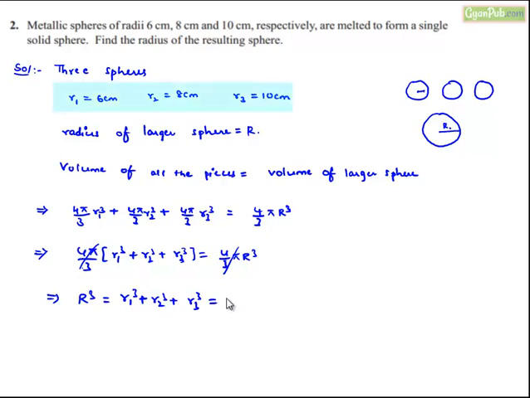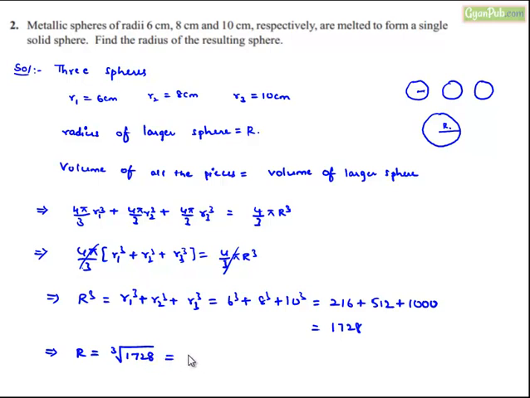That is equal to 6 cube plus 8 cube plus 10 cube. Then we get 6 cube is 216, 8 cube is 512 and 10 cube is 1000. That is 216 plus 512 is 728, and plus 1000 is 1728. Therefore, we get capital R is equal to the cube root of 1728, which can be written as 12 cube. Therefore, the radius required is equal to 12 centimeters.